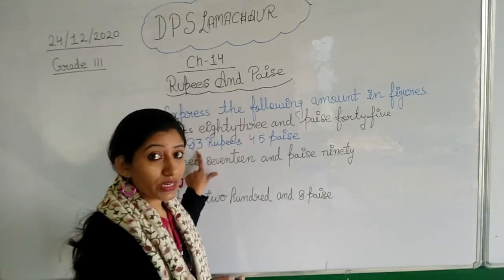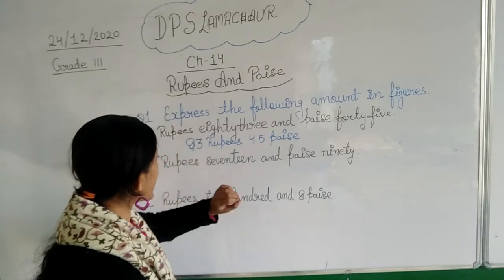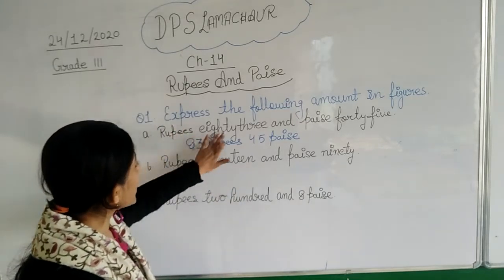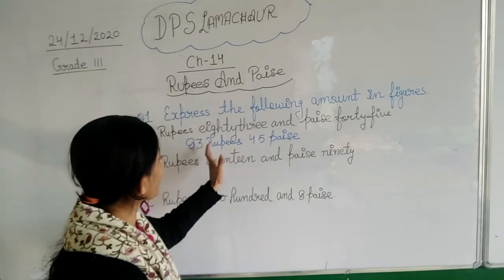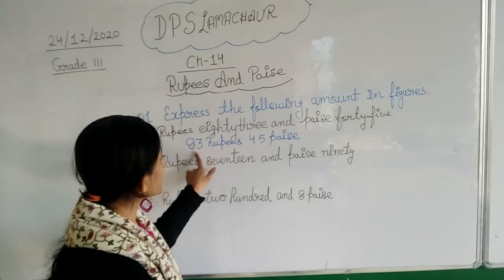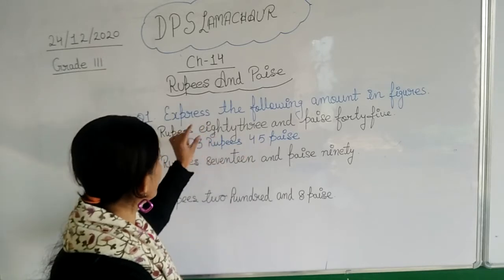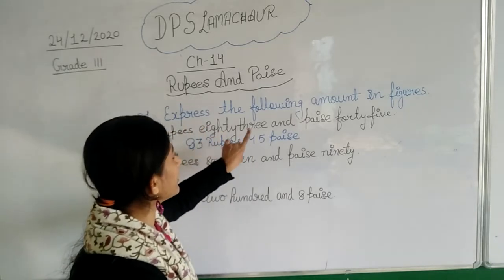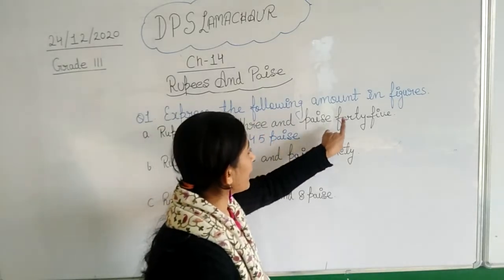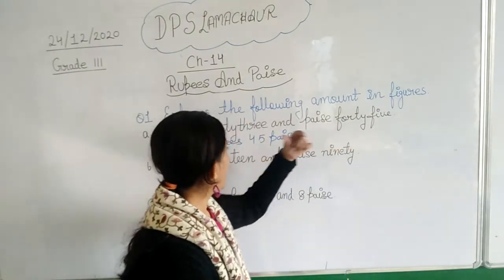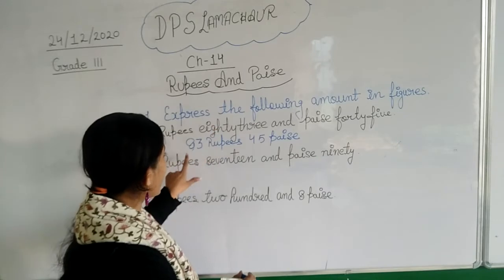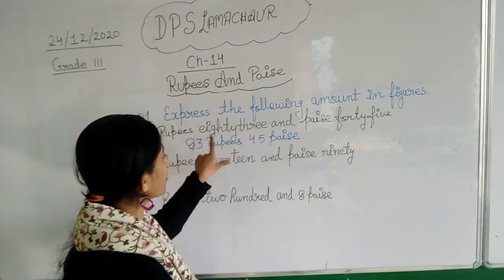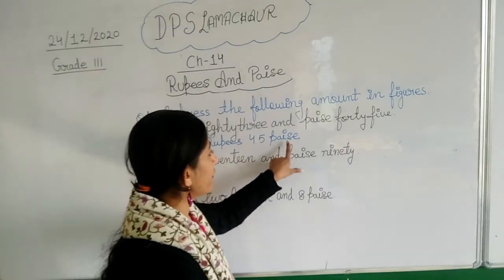One thing you will notice. The second thing is that here rupees was written earlier, and now we are writing rupees after 83. Okay, what did we do here? Rupees 83 and paise 45. When we are turning this into figures, we write 83 first. 83 rupees 45 paise.